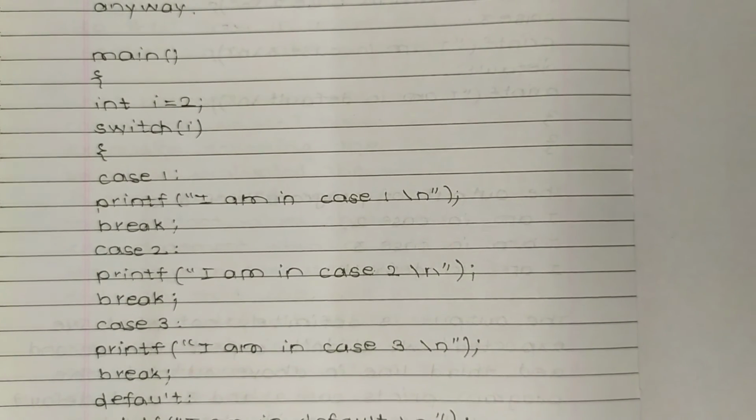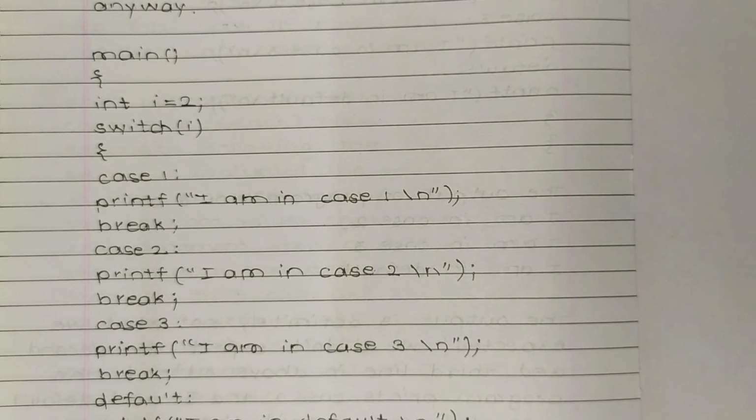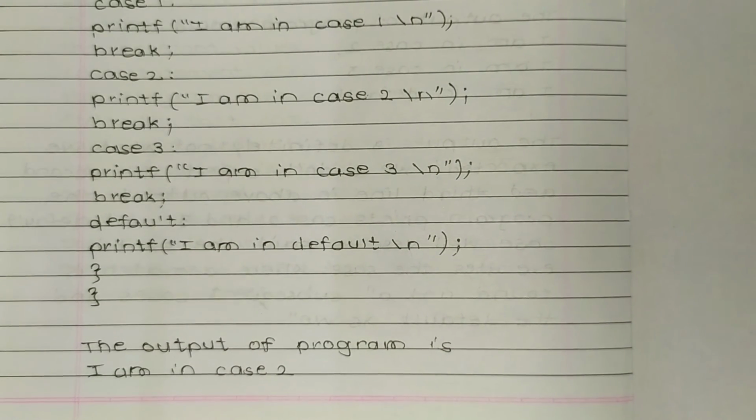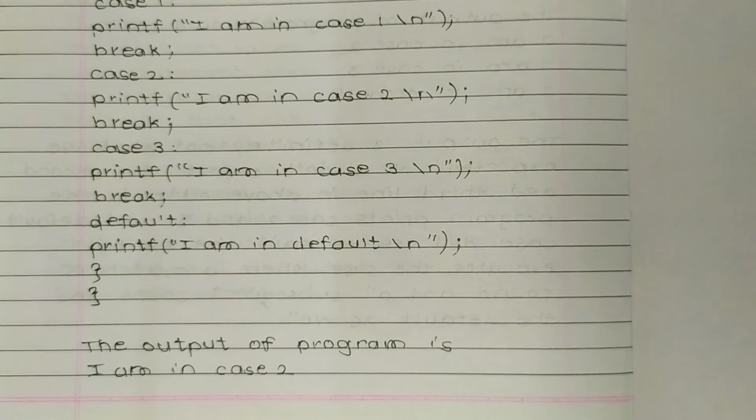So now this is a new program. This is main. Now int I is equal to 2, switch I, case 1 printf "I am in case 1", break, then case 2 printf "I am in case 2", then break. So this break is performing the act of pulling the program out at that point. After writing this break in between these statements, the output of the program will now be I am in case 2. So this will be the new output of the program because we have written break statements.